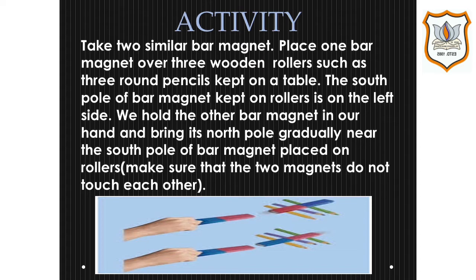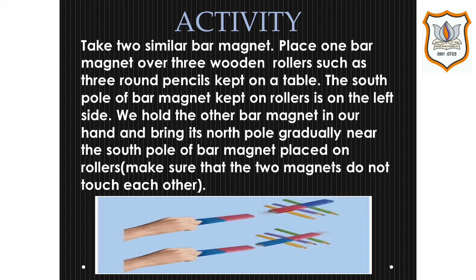We do not have to bring the two magnets in contact with each other for observing the magnetic force between them. A magnet can exert a force on another magnet even from a distance without touching the other magnet, or we can say without being in contact with the other magnet. So the magnetic force exerted by one magnet on the other magnet is an example of a non-contact force.